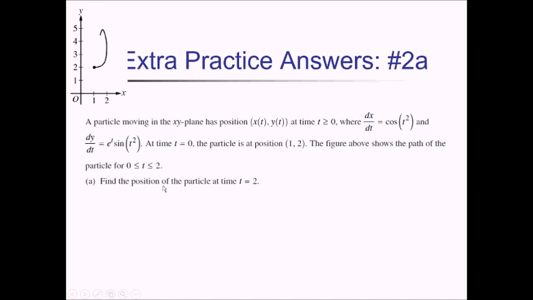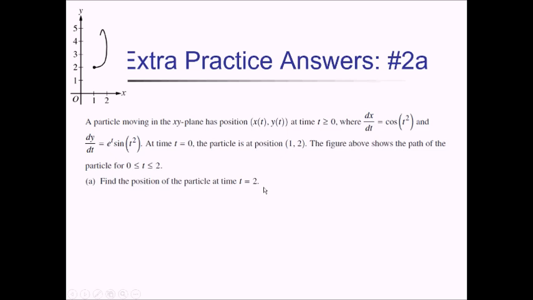So we want the position for part A, position of the particle at time 2. In order to get this position, I need the starting value for x and y, which they gave us in this point here. And we're just going to use the fundamental theorem on each of these to figure out the new position. So let's do the x's first.